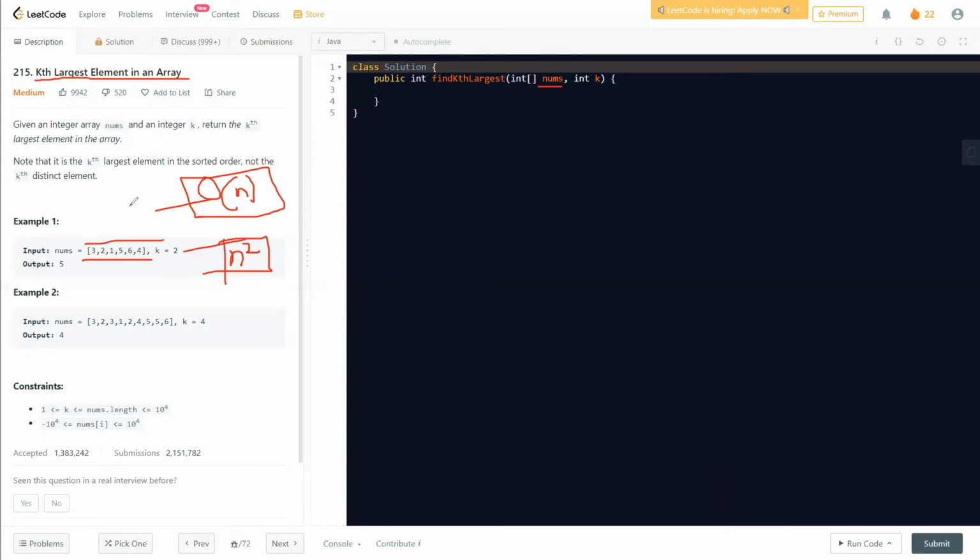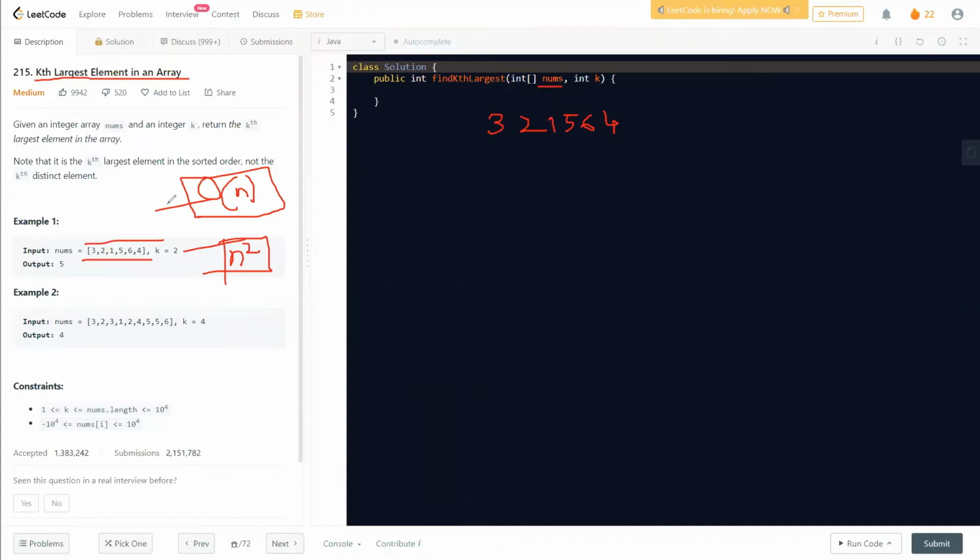So let's take our first example over here. In the first example, we have an array with this many elements. Let's go ahead and see how this particular algorithm works.